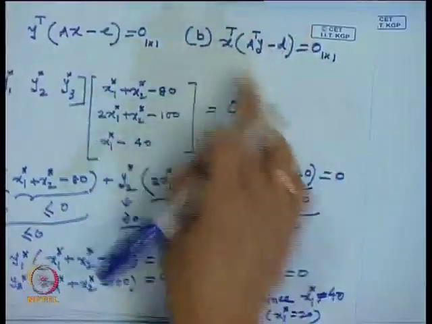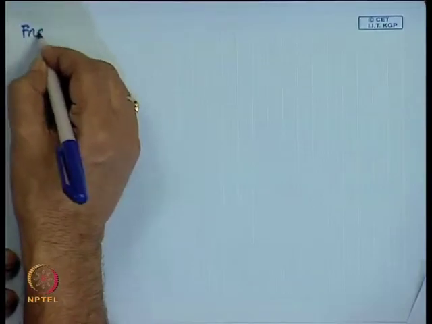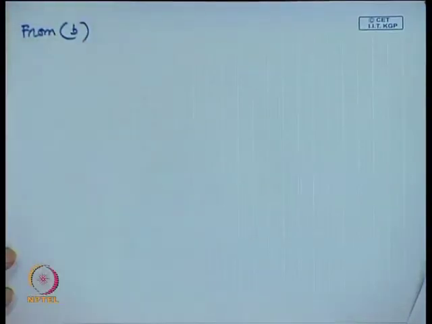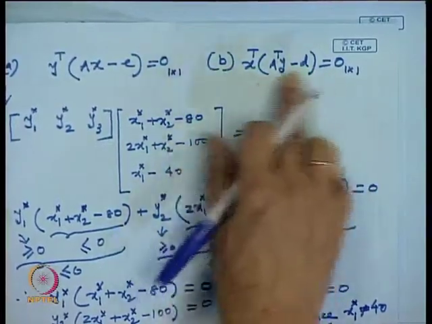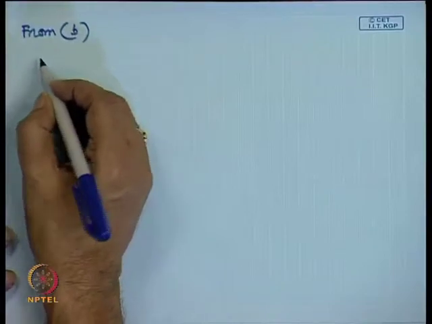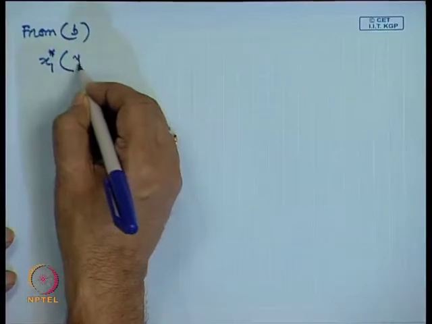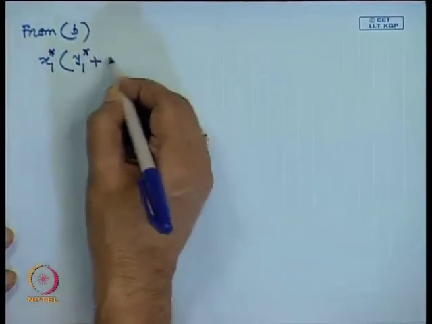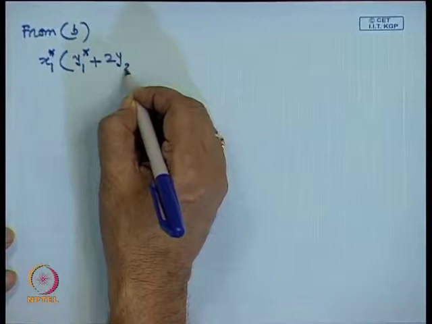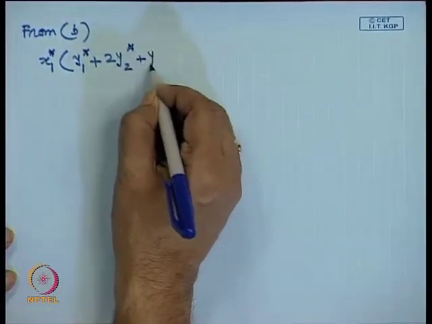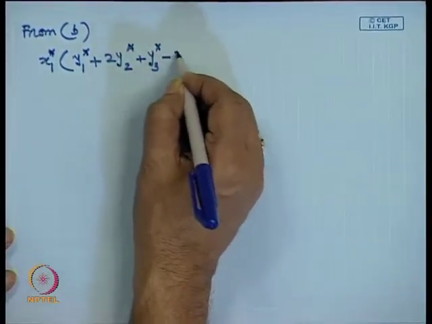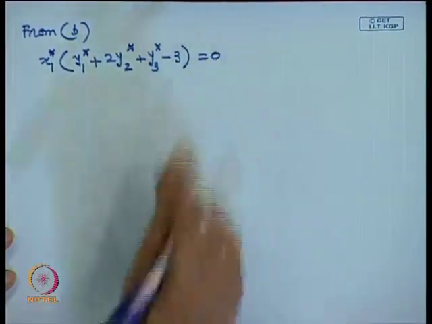Okay. Now, from this set of equations, what we can write from the B condition? Similarly, with the same logic, if you expand that one, from the B condition you will get x1 star, y1 star plus twice y2 star plus y3 star minus 3 is equal to 0.